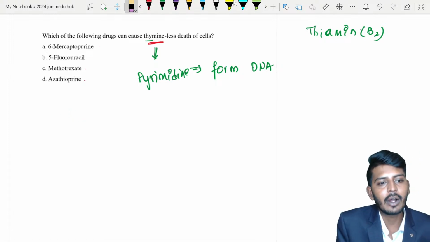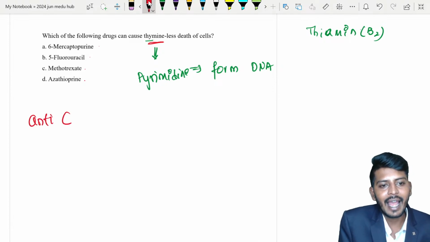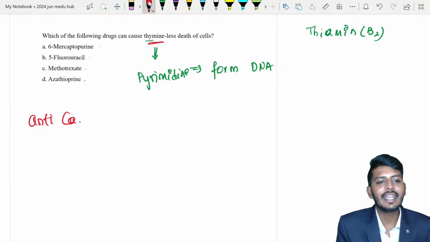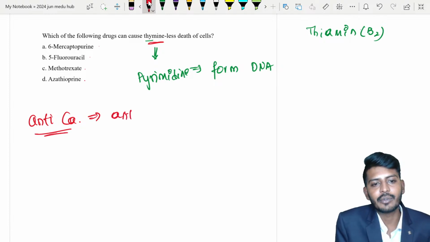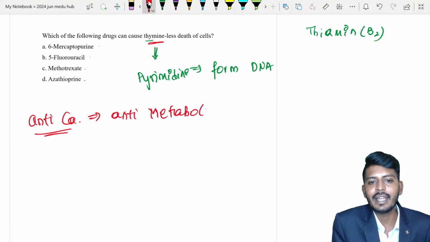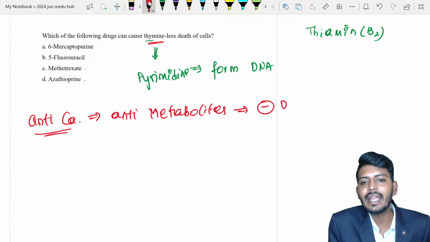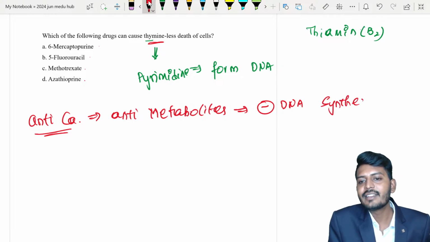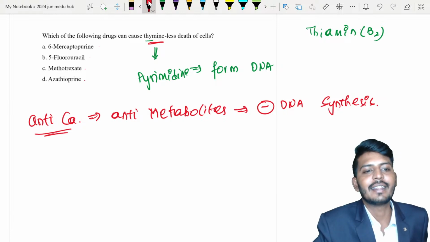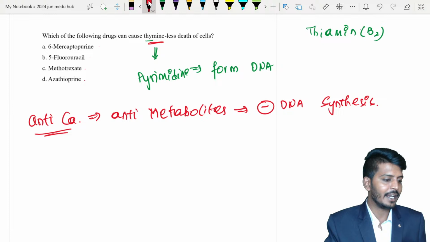So we have two groups of anti-cancer drugs called anti-metabolites. These anti-metabolites inhibit DNA synthesis. However they do it, if they inhibit the DNA synthesis, automatically the cells will not replicate, so breakdown will happen.